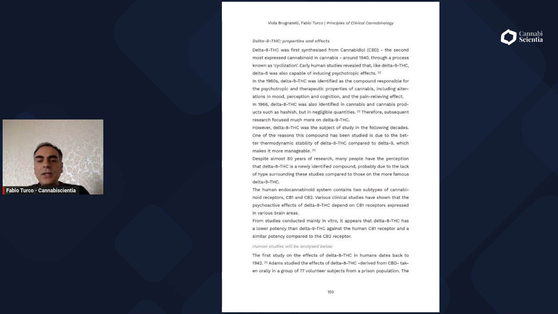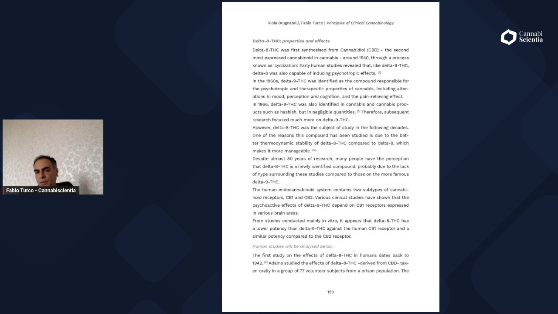The human endocannabinoid system contains two subtypes of cannabinoid receptors, CB1 and CB2. Various clinical studies have shown that the deep psychoactive effects of Δ-9-THC depend on the CB1 receptor expressed in various brain areas. From studies conducted mainly in vitro, it appears that Δ-8-THC has a lower potency than Δ-9-THC against the human CB1 receptor and a similar potency at the CB2 receptor.